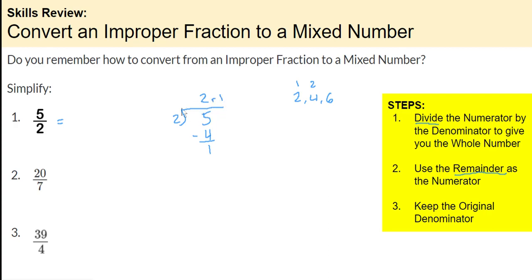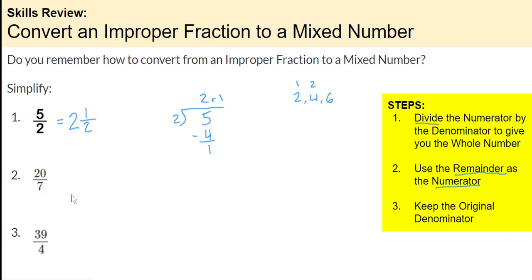So really what this is, 5 halves, or 5 divided by 2, is 2, remainder 1, so the remainder is the numerator. So I'm going to write that in the numerator and keep the original denominator. See how that looks so much nicer? 2 and 1/2. I can picture that in my head. I can't picture 5 halves as well. Okay, pause the video. See if you can do that.